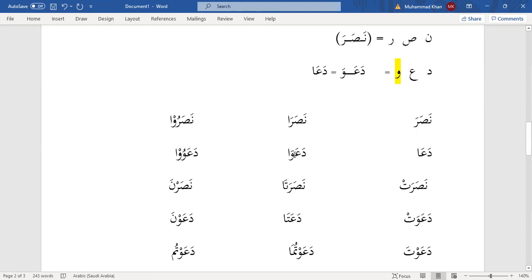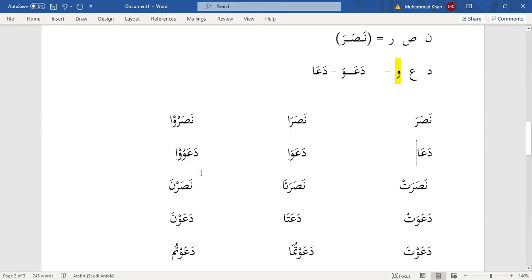Number two, no change will take place. It will remain as it is. So da'awa is the same as nasara. And then the third one, here we have nasaru, and here we have da'awu. Now here there is the second change that will take place.